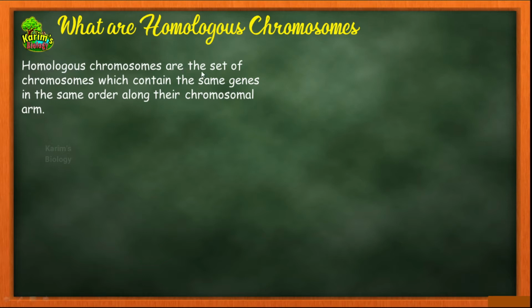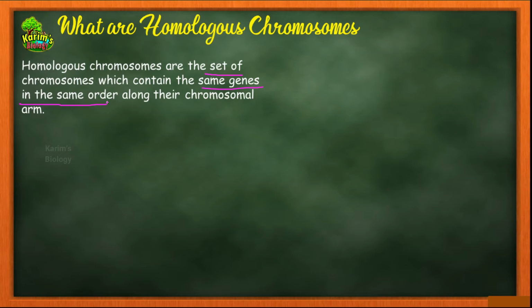Look at the definition once again. Homologous chromosomes are the set of chromosomes. And what does it mean by a set? Set means when there are two chromosomes, or when there are more than two chromosomes, then that is said to be a set. So let us consider here two chromosomes. So homologous chromosomes are a set, that means two chromosomes which contain same genes in the same order.